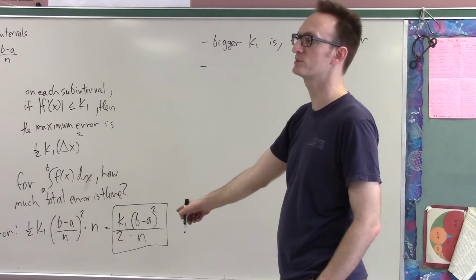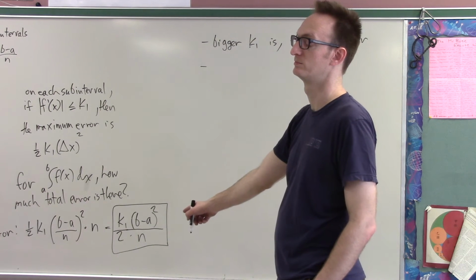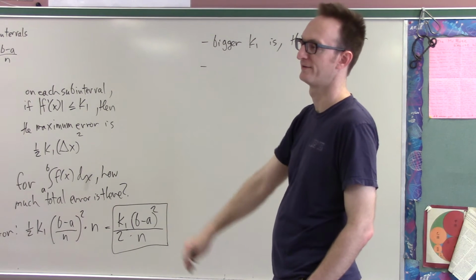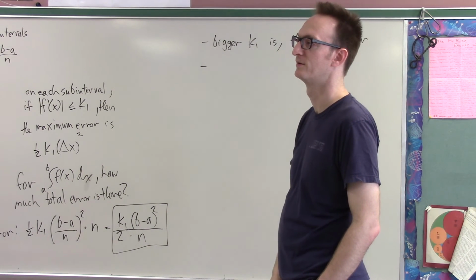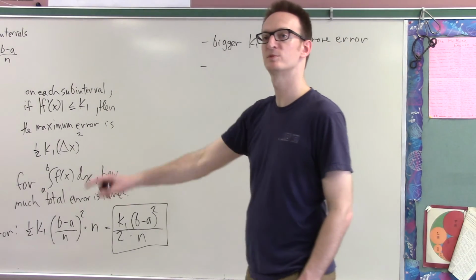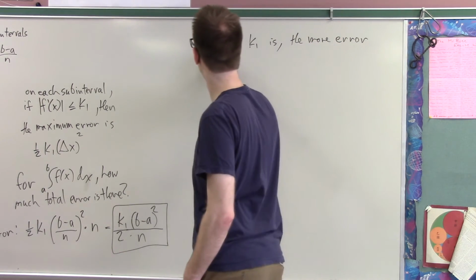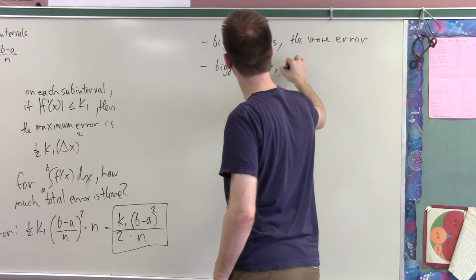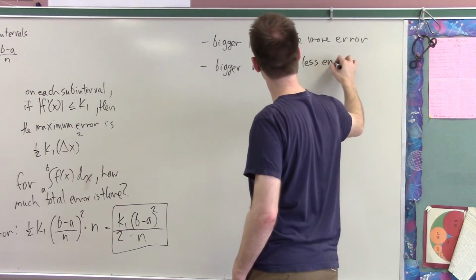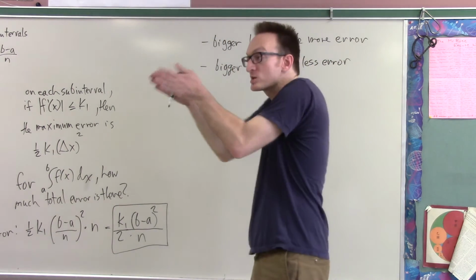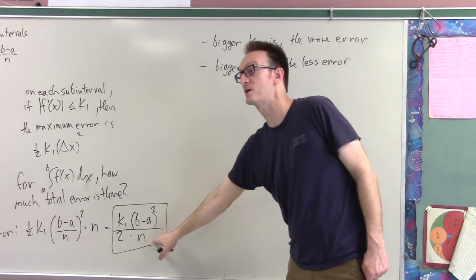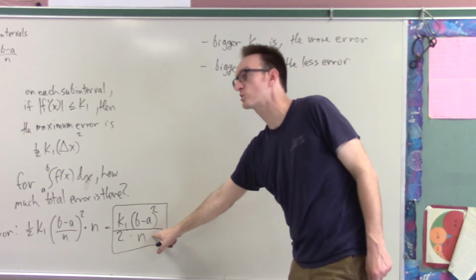N is the number of subintervals, true. Someone help him. The bigger n is, the smaller your error is. Exactly. The bigger n is, the less error, which makes sense, right? The more subintervals, the more often we're sampling what the function is doing, so we should expect less error. And that's exactly what the formula bears out: as n gets larger and larger, the error gets smaller.